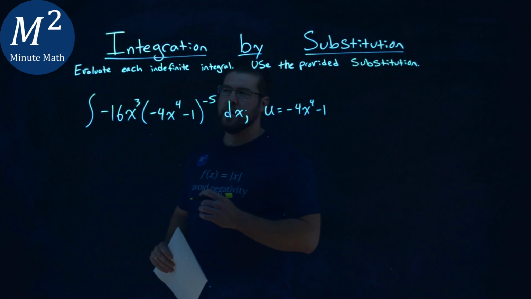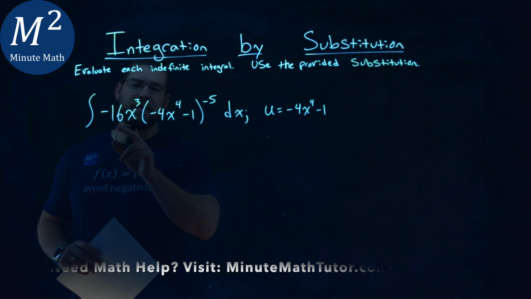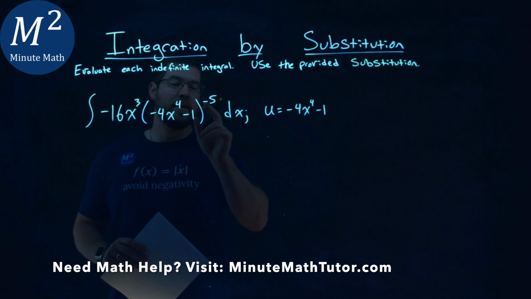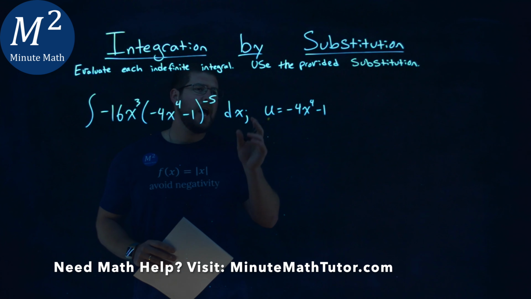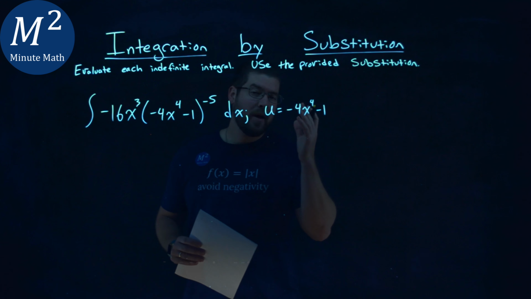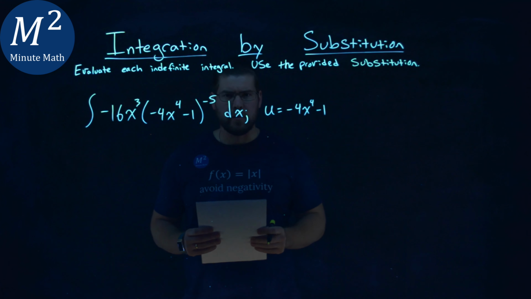We're given this problem right here. The integral of negative 16x to the third power times negative 4x to the fourth minus 1 to the negative fifth power dx. And we're given a u value of negative 4x to the fourth minus 1. And we have to evaluate this indefinite integral.